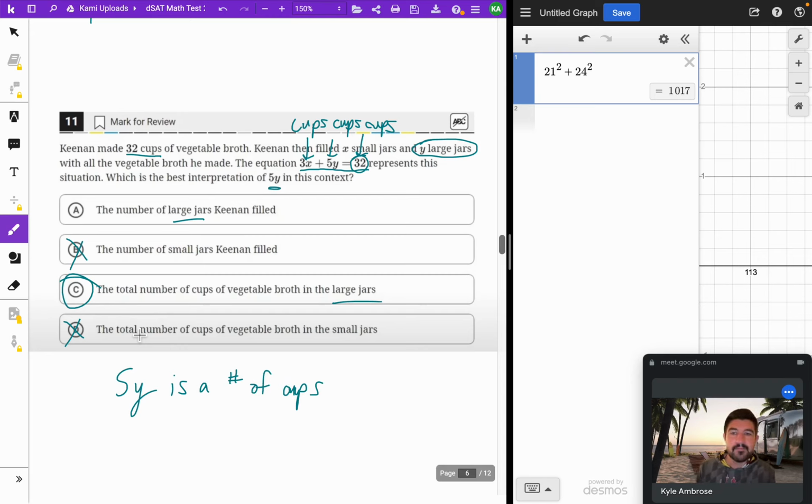Remember, Y is simply the number of large jars. So Y could be 6 or something, or probably not, it could be like 3, but that would be the number of large jars, whatever Y is. 5Y is the total number of cups in the large jars, which means that 5 would be how many cups are in each of the large jars, right? We don't need to know that, but the answer would be C.